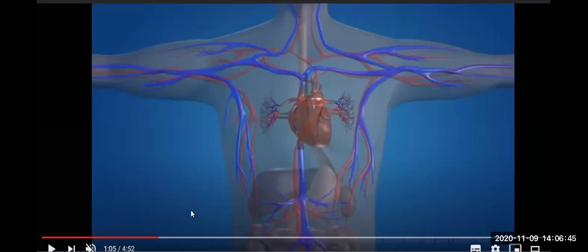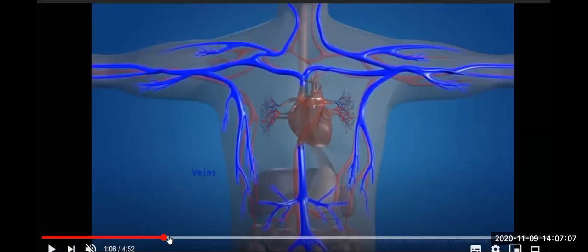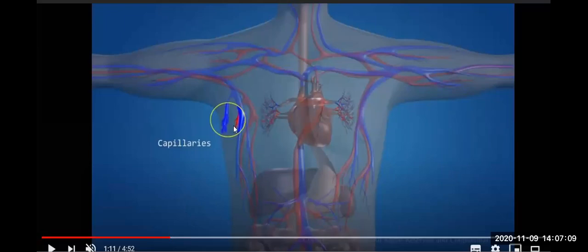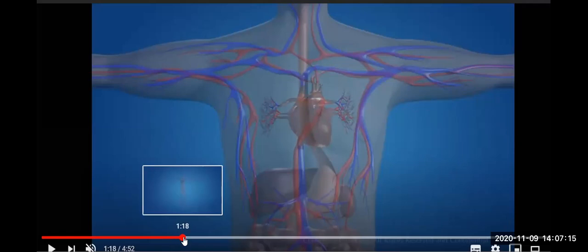Now this is the major portion, but we know that both arteries as well as veins have very small, tiny tube-like structures called capillaries, right? Yes or no? So both veins as well as arteries have a very tiny, complex tube-like structure, which is capillaries. Yes, very good.